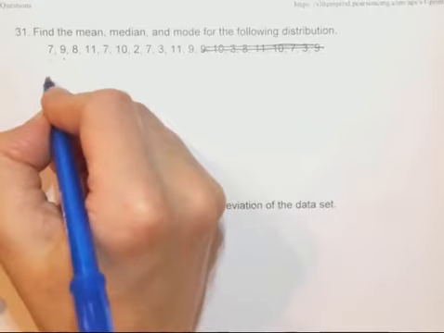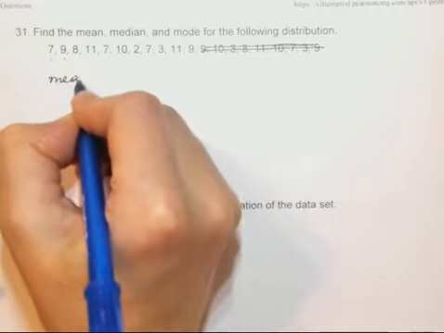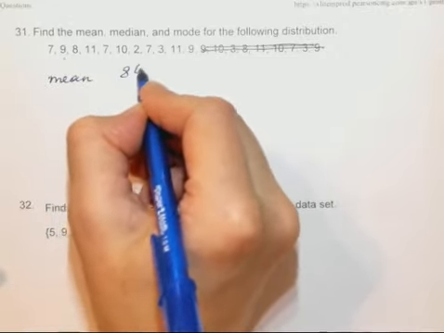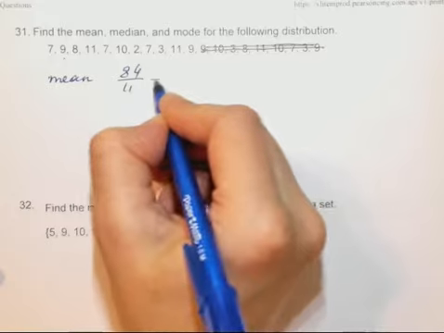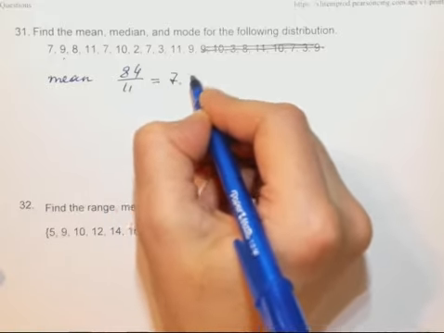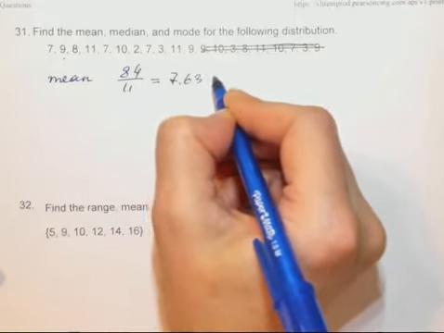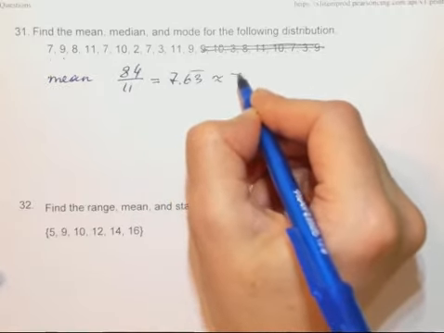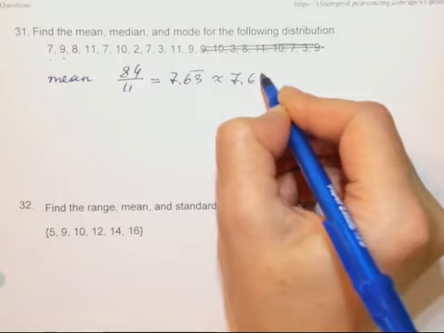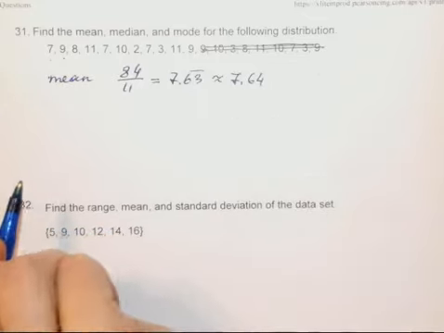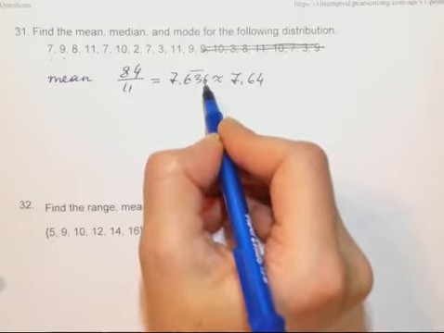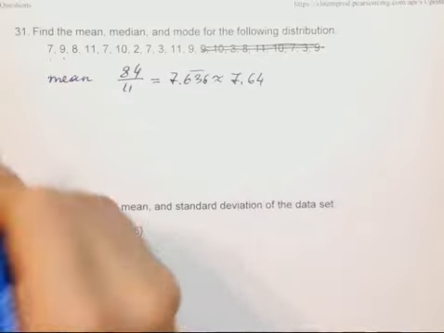So to find mean, we add them up, 84, and divide by 11. So 7.63, 63, 63, and so on will be approximately 7.64. So since the next number is 6, it is rounded up.